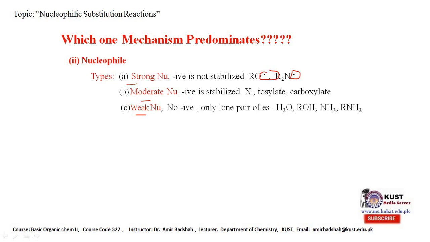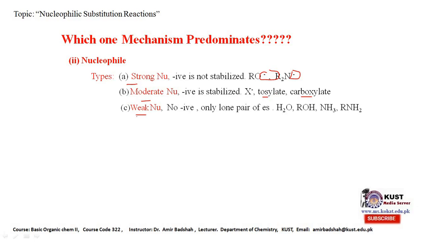If it has a negative charge and the negative charge is stabilized, then such a nucleophile is considered a moderate nucleophile. For example, in case of halogens, the negative charge is stabilized because the halogen has high electronegativity. In case of tosylate and carboxylate, we will discuss their structures later on. Here the negative charge is stabilized through resonance. So such species with a negative charge can act as a nucleophile, but they are moderate because the negative charge is stabilized.